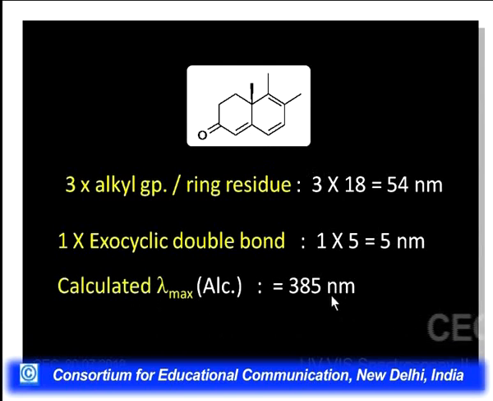So you see how many factors we have to bring in to compute the value of lambda max which is expected. And the observed value happens to be 388, which is fairly close to the calculated value.